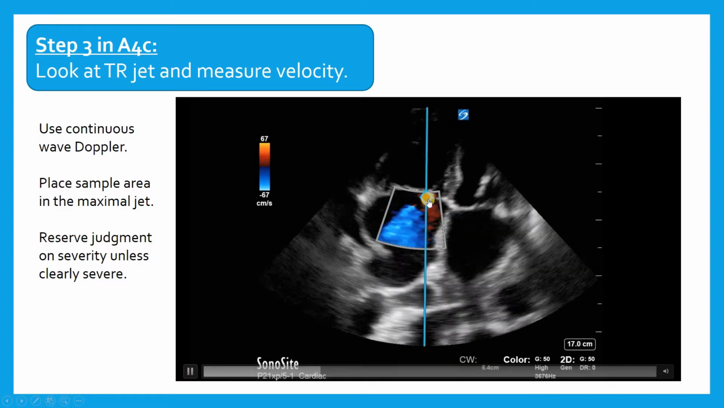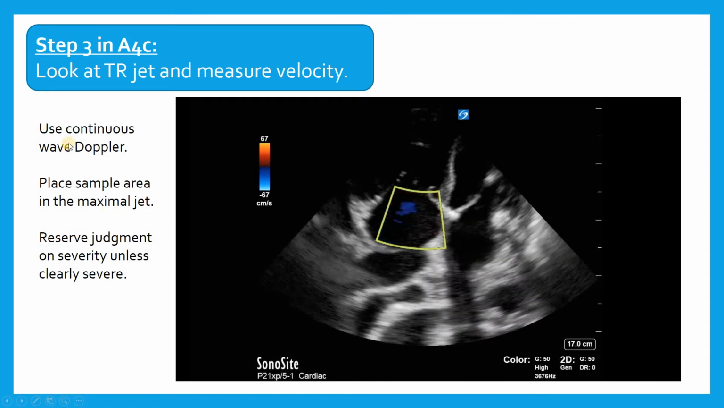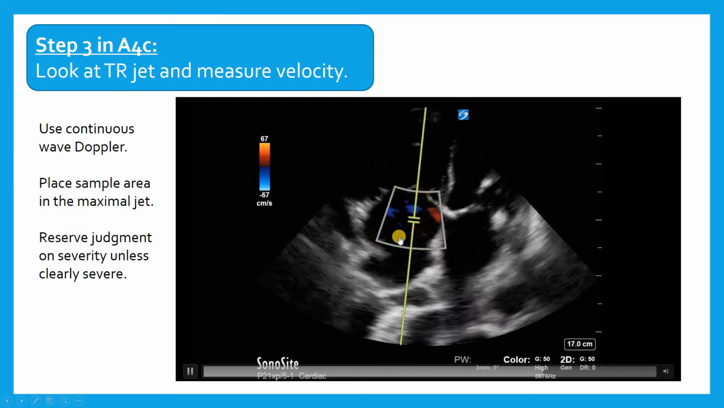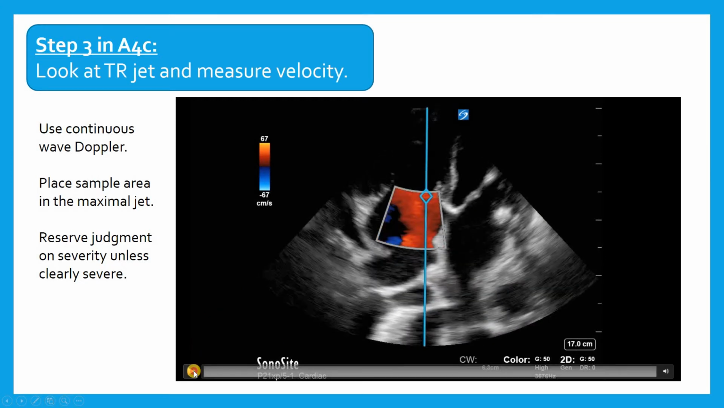Wrong Doppler mode. Now this is continuous wave. I'm going to place it right where that jet is maximal and try to pick it up. Again, it's continuous wave Doppler. And I'm not going to call this severe yet unless I'm convinced it's severe. Now this looks pretty moderate, I would say.